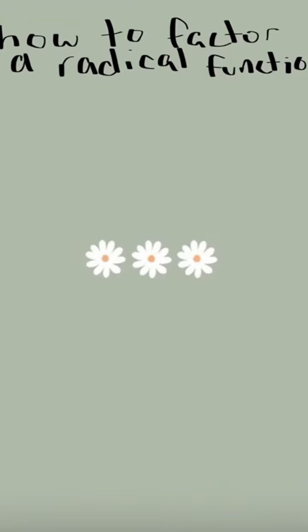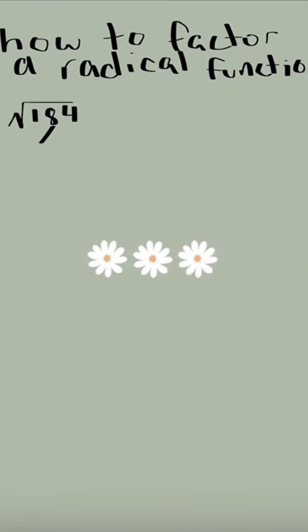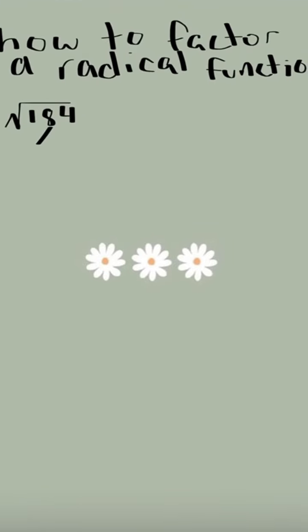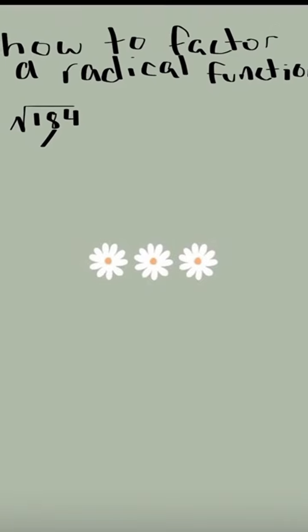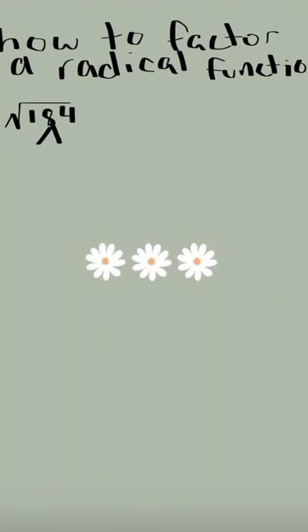How to factor a radical function. You get a test, and on your test there's 184. What's the square root of 184? Obviously, 184 is not a square number, so you can't exactly answer that question. What do they want you to do? They want you to factor the radical to its simplest form.